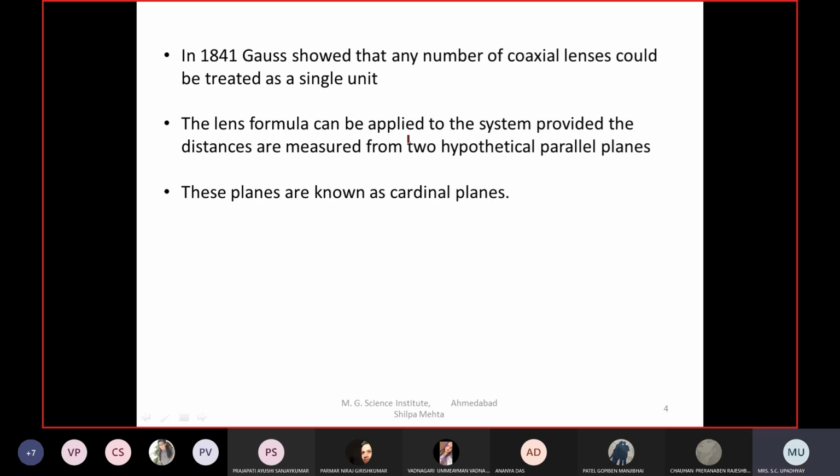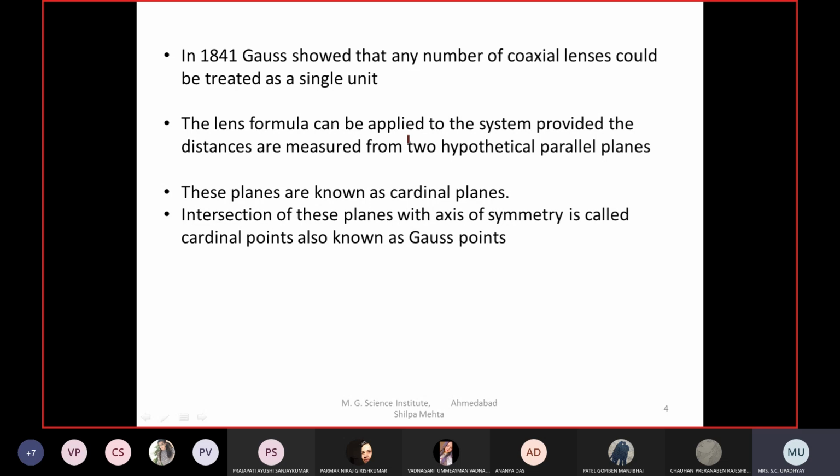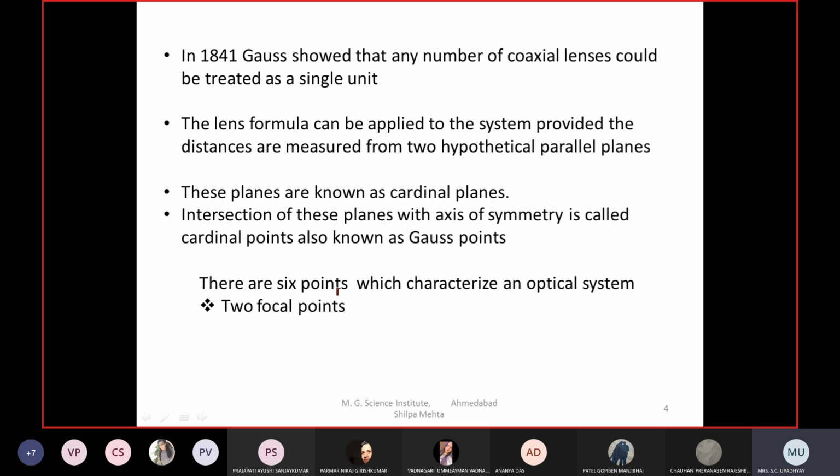So these are the cardinal planes, and these planes intersect the axis of symmetry at some points, and those points are known as cardinal points, also known as the Gauss points. So there are 6 such points. They are very important. The first points are the 2 focal points.